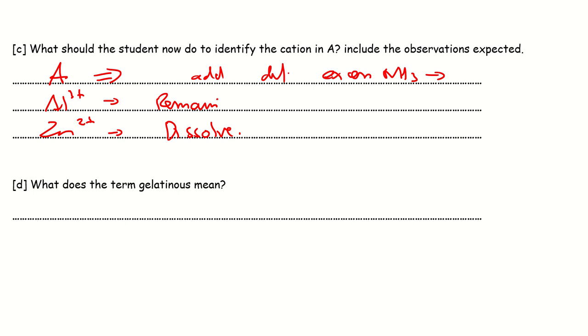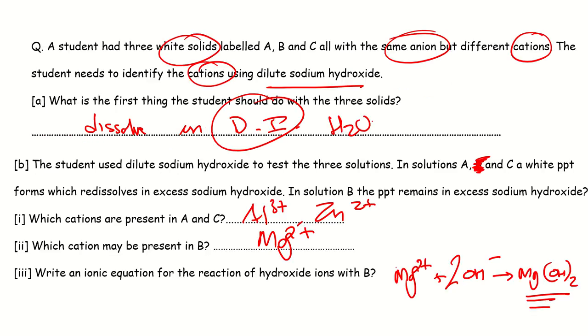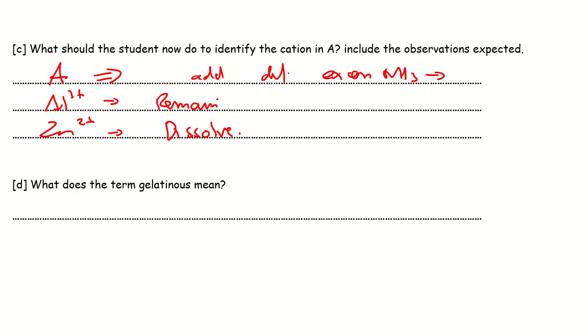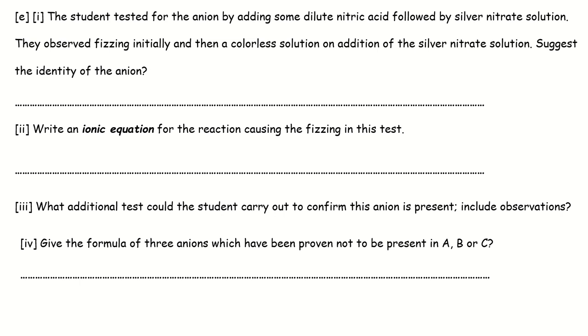So you can use the excess ammonia to differentiate between what we weren't sure of here, the aluminium, or was it zinc. What does gelatinous mean? Well, we've already had that. Okay, student tested for the anion using dilute nitric acid followed by silver nitrate.